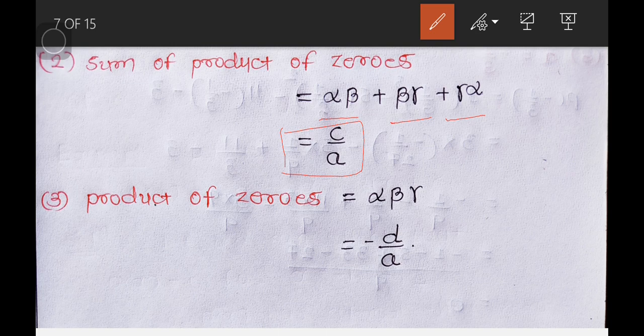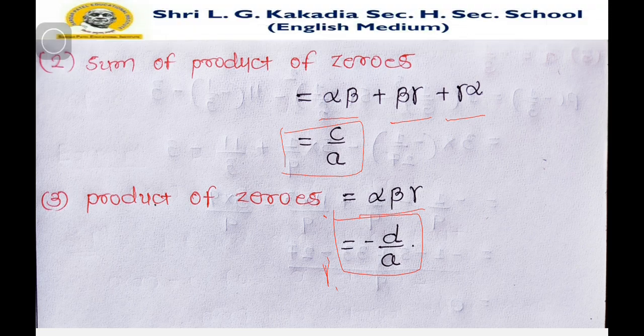Now the third relationship, that is the product of zeros. We find the product of zeros, that is alpha beta gamma, and at last we can write it is equal to minus d by a. D is the constant term and a is the coefficient of x cube. So the product of zeros is equal to minus d by a. So this was about the relationship between zeros and coefficients of a cubic polynomial.